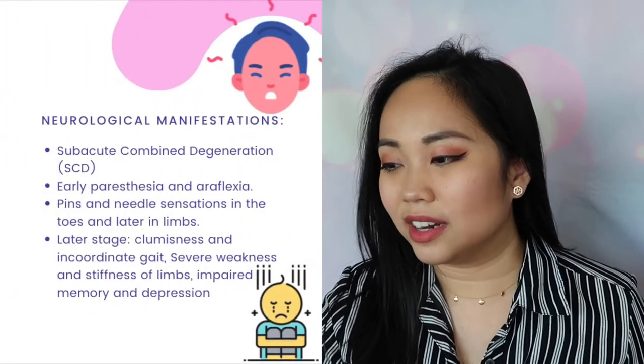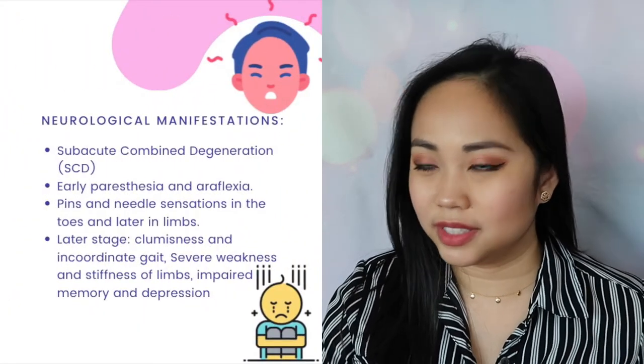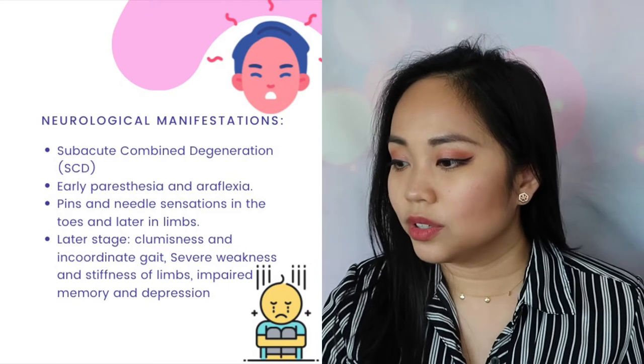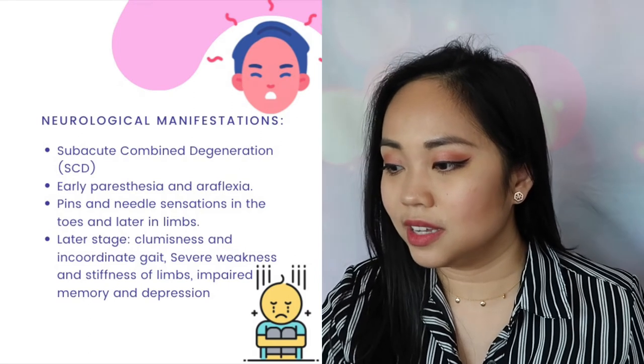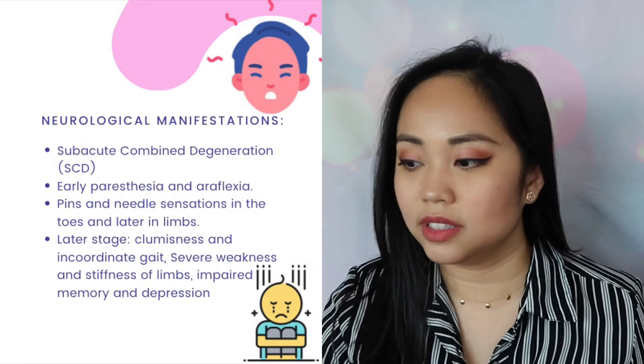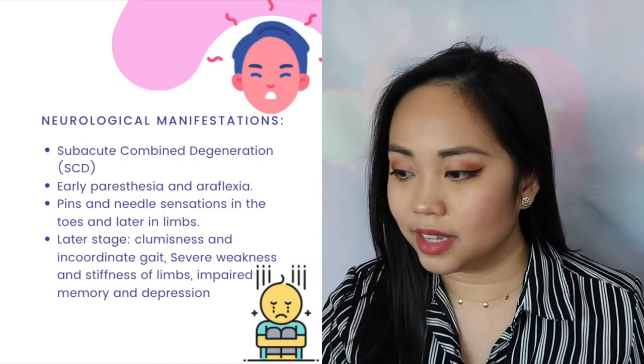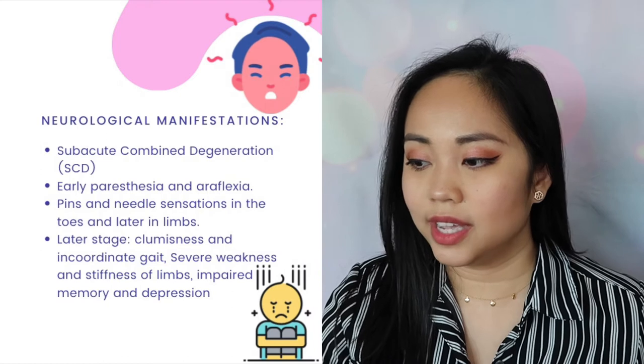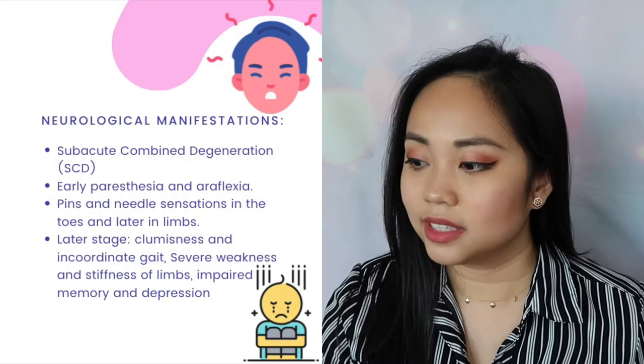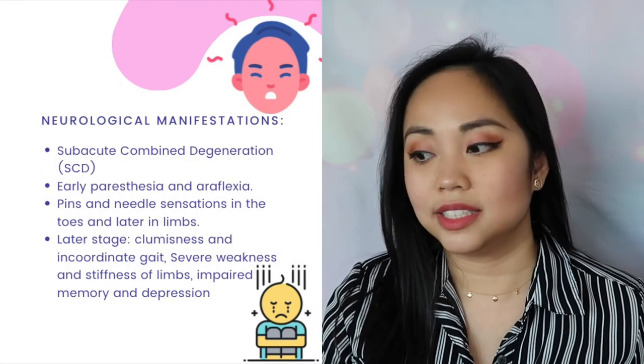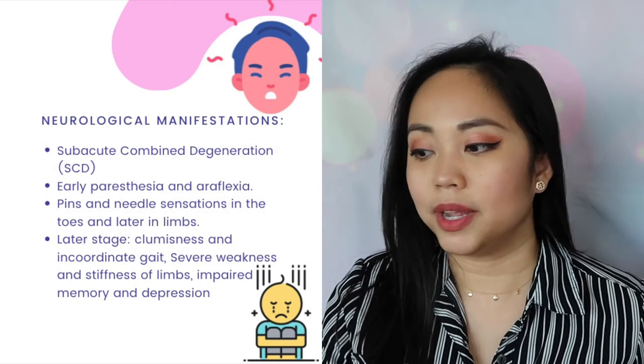As I've talked about in my earlier video about vitamin B12, this actually involves neurological manifestations such as early paresthesia, areflexia, pins and needle sensations in the toes and later in the limbs, and at a later stage you get clumsiness in coordination and gait, severe weakness and stiffness of limbs, impaired memory, and depression. So vitamin B12 deficiency actually affects your brain and your nervous system.